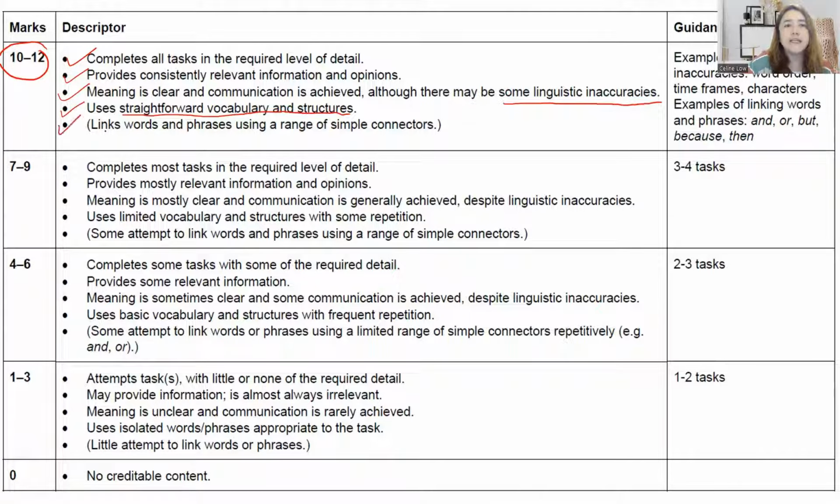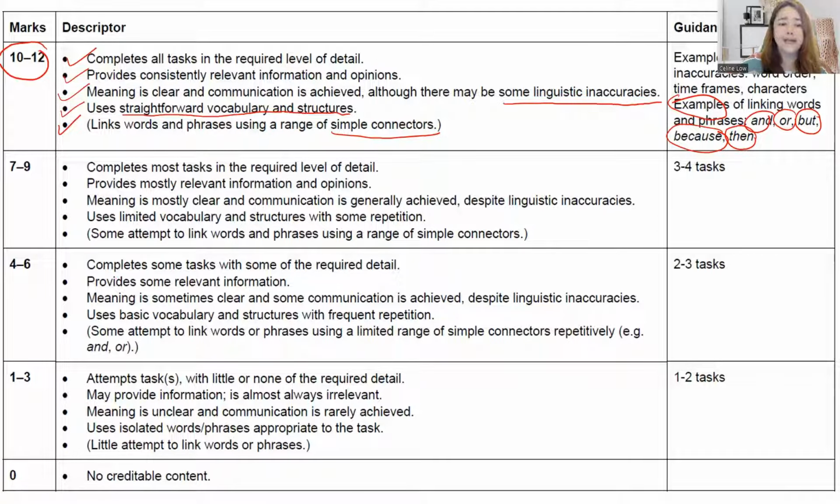Then the last one is links words and phrases using a range of simple connectors. So simple connectors, see, 看这里, example of linking words and phrases. 和、还是、或者、但是、因为、然后. So these are the linking words. I know most of you use and, right? 和. But do not use too many and in a sentence, okay? Because you guys really love to use and. 我和妈妈和哥哥和弟弟, too many 和 in a sentence. So that is not a good sentence.